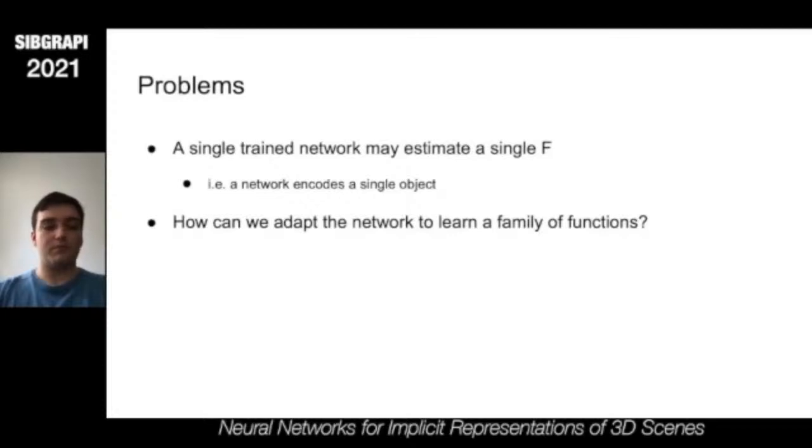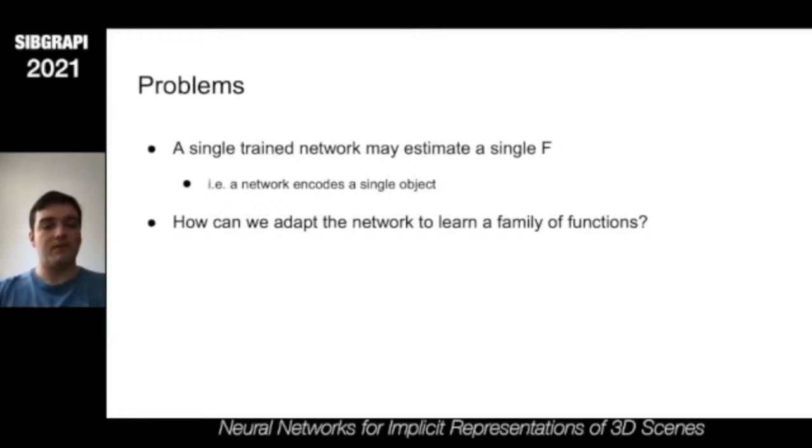However, there are also problems with this approach. The most grave problem is that a single network may estimate only one function, meaning basically that a network encodes a single object only. There is no generalization capability. I cannot use one network to try and estimate another function. It makes sense, since the model is overfitted from its inception. This overfit is intended in order to estimate the zero-level set of this function better.